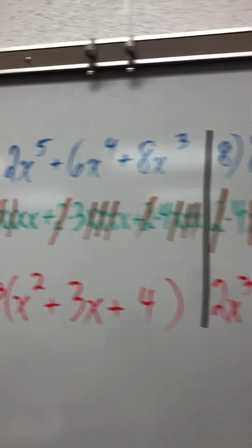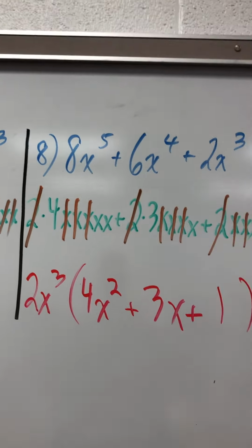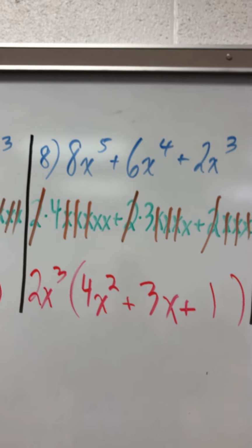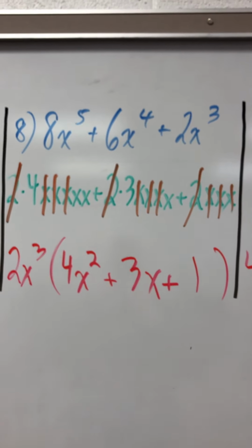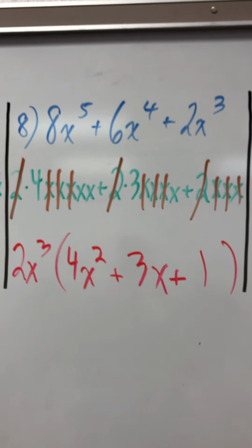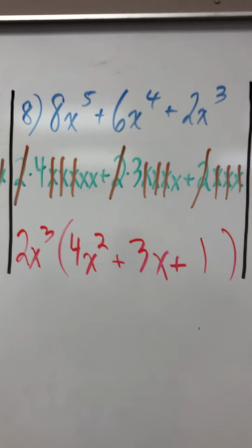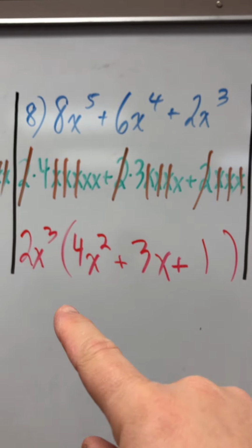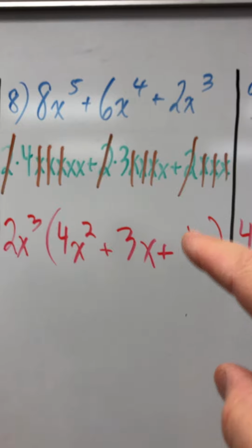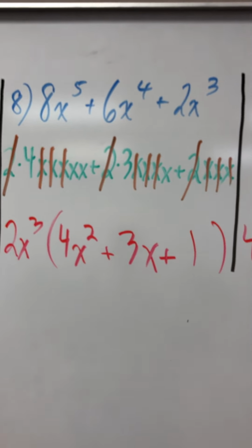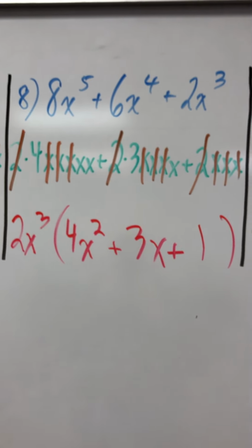Here's the same problem as this one, but in this you have 2, then 6, then 8. What happens if you have 8, then 6, then 2? Let's take a look. Here, you have 2 times 4, xxxxx, 2 times 3, xxxx, and 2, xxx. What's common? Again, it's 2x to the third is common. Take out 2x to the third. What's left? 4x squared plus 3x plus 1. When you cross everything out, if everything in a term is common, you have to leave the 1, not 0, okay?